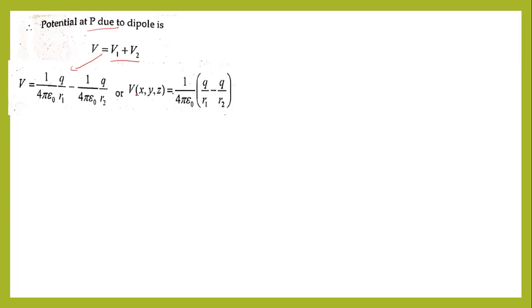So this is V1 and this is V2, right? So plus we have taken, but this quantity is minus. So of course this is going to be the minus. So we can write that V at point (r, theta), V of r is equal to 1 over 4 pi epsilon naught, can be taken common, q1 over r1 minus q over r2.